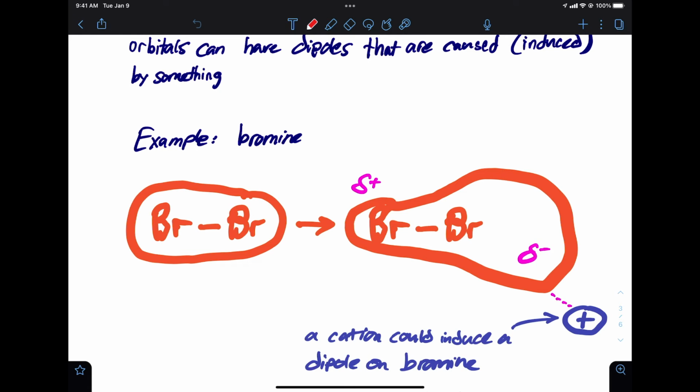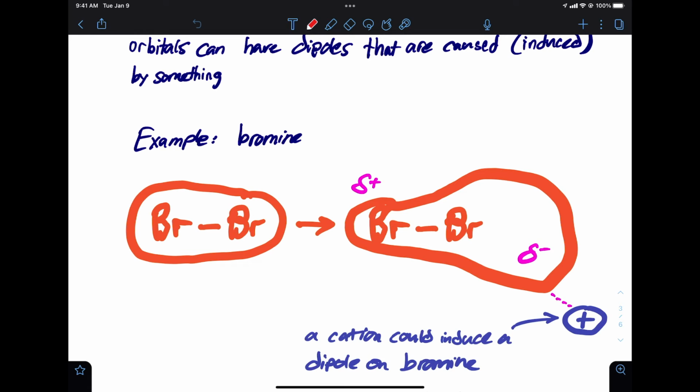So you're going to get a polarized bromine molecule where one end has more electron density, more electron rich, and the other end has less electron density, is less electron rich. So now we have a dipole, but it's not a permanent one, right? Because as soon as that positive charge drifts away in solution, that dipole is going to go away. So it's an induced dipole. It's a temporary dipole. As a result of being temporary, it's much weaker.